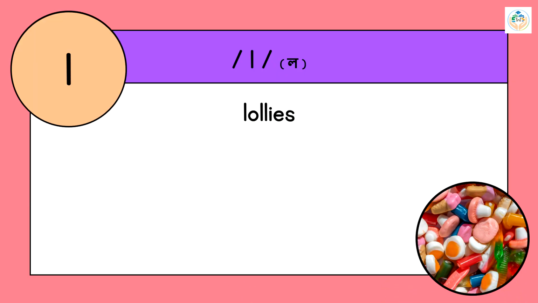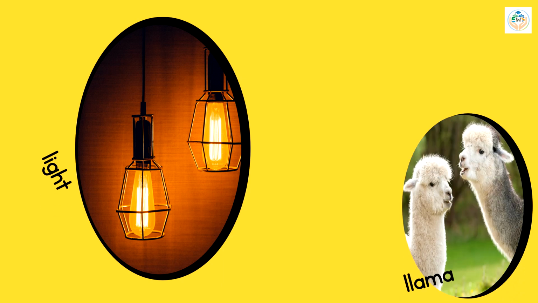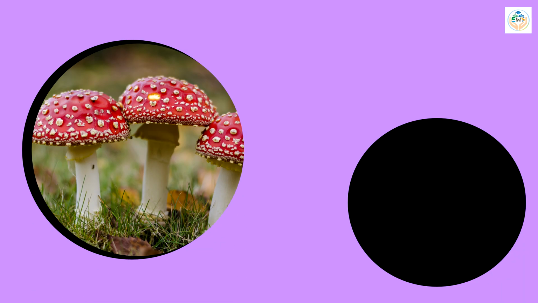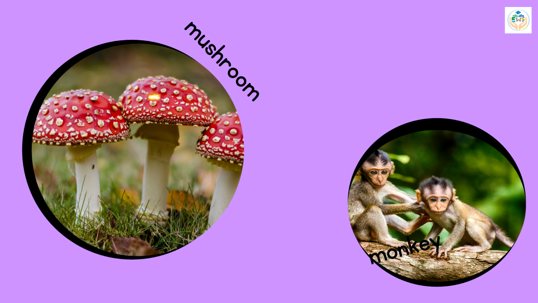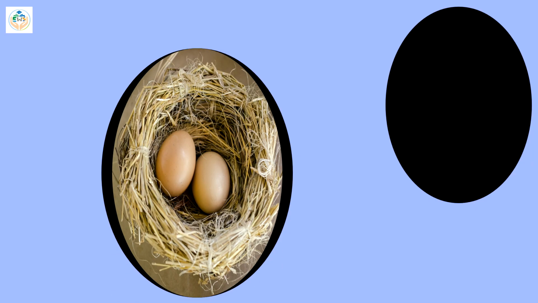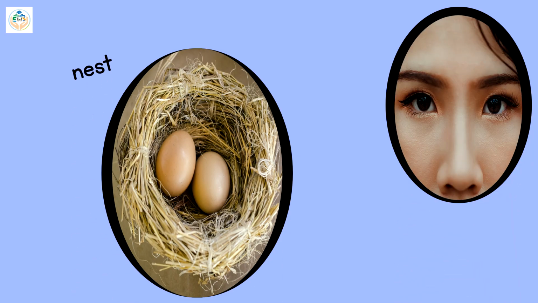Next we have L. L sounds like law. L for lollies. L for light. L for llama. Next we have M. M sounds like more. M for man. M for mushroom. M for monkey. Next we have N. N sounds like no. N for nut. N for nest. N for nose.